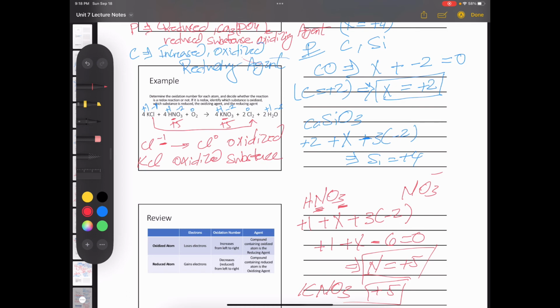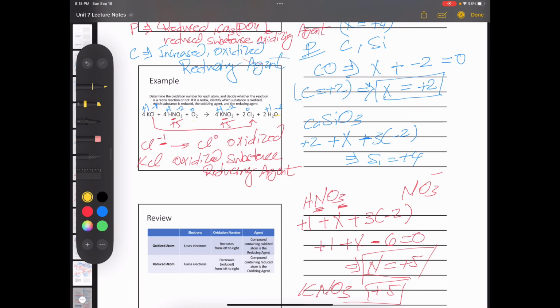Okay, so here's my oxidized substance. So it is then the reducing agent. Let's try to find out if there is any oxidizing agent. There should be an oxidizing agent and reduced substance. Hydrogen oxidation number didn't change. Nitrogen did not change. Oxygen is a -2 here, and it's also a -2 here.